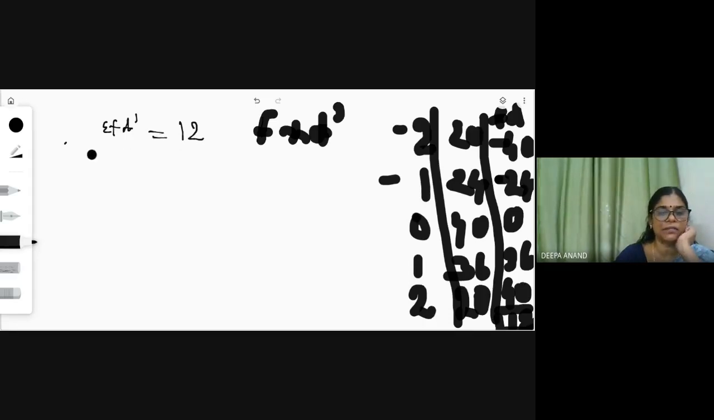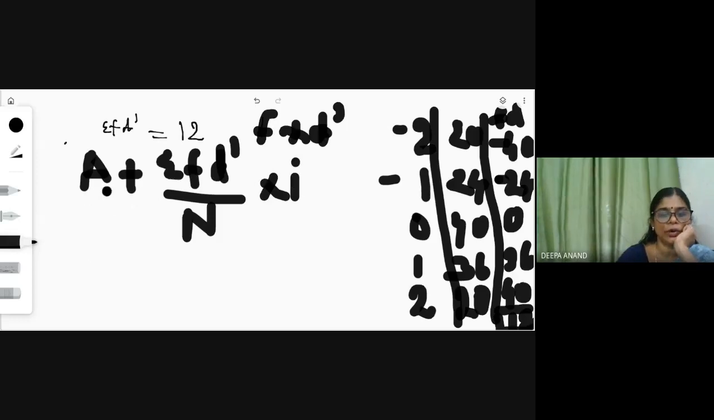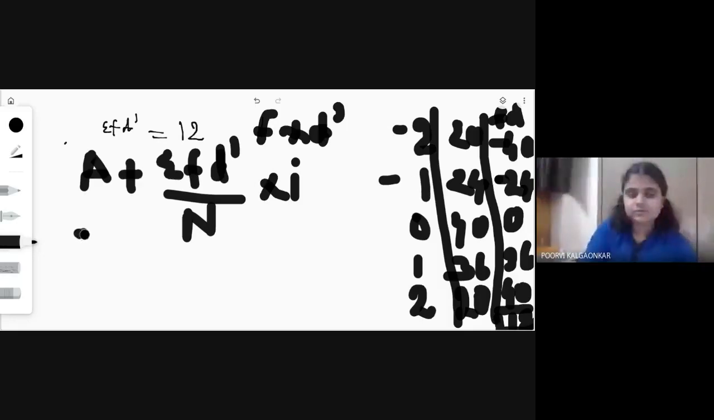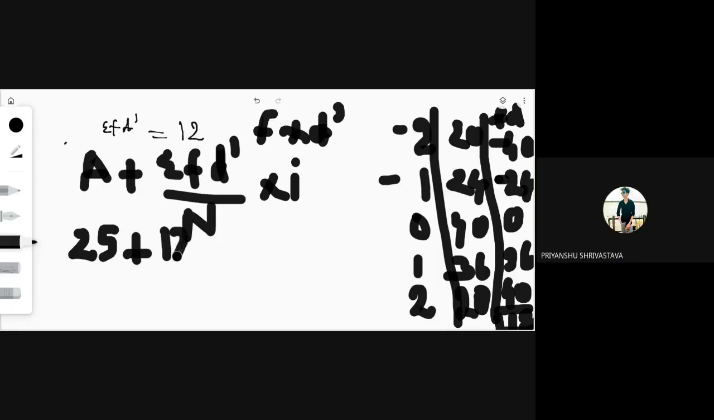Now we will substitute it in the formula. The formula is A plus sigma FD dash upon N, that is capital N, or else you can write sigma F, into I. So this is the formula. What did you take as A? Which middle value did we take as A? 25. So you will write 25 plus sigma FD dash, which is 12. And what is N or sigma F in this case? Add the whole frequency. 140.